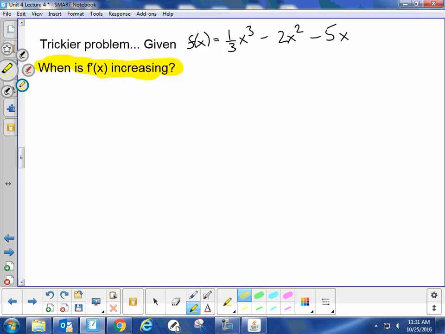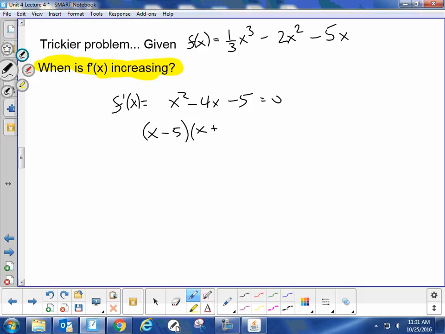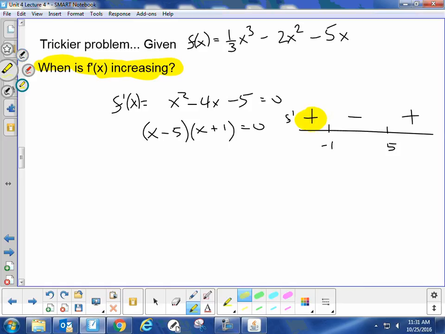What's the trap? Well, the trap is, when is f prime increasing? Everybody says, okay, let me take the derivative. I get x squared minus 4x minus 5. Let me set that equal to 0. I factor: x minus 5, x plus 1 equals 0. So I got 5 and negative 1. Let me put negative 1 and 5 down here. And this is my signs of f prime. It's going to be positive, negative, positive. So it's got to be here and here. This is wrong.